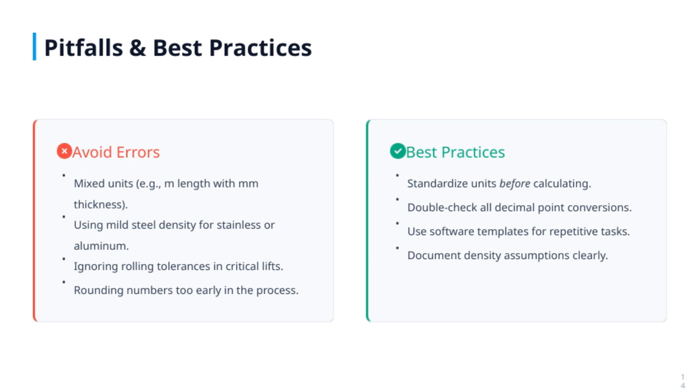Another common mistake is using the wrong material density, such as applying mild steel density for stainless steel or aluminum. Always verify the correct material properties. And finally, avoid mixing different units within the same calculation, like combining meters with millimeters, as it can lead to miscalculations. By keeping these best practices in mind, we can greatly improve the accuracy and safety of our work.